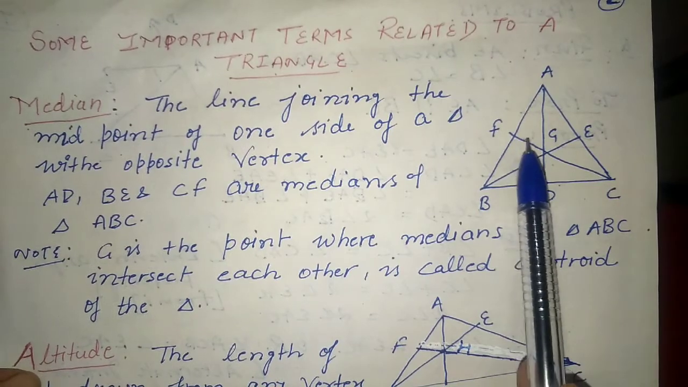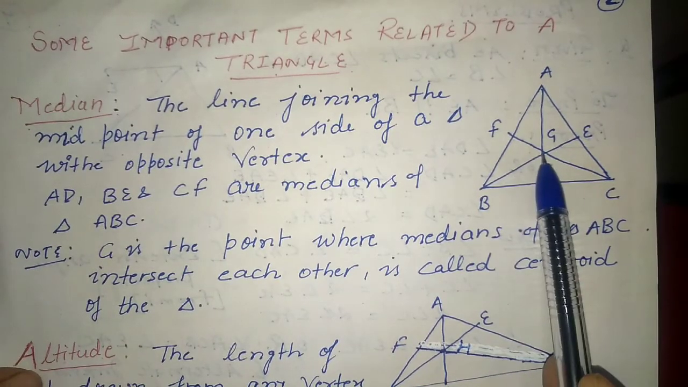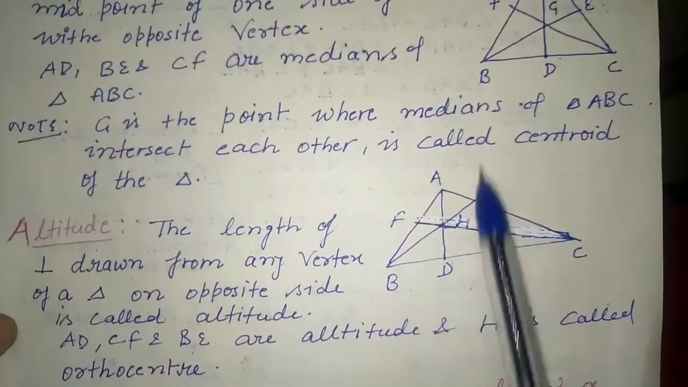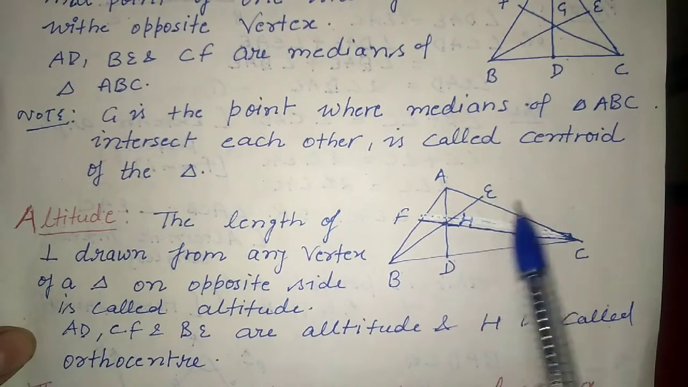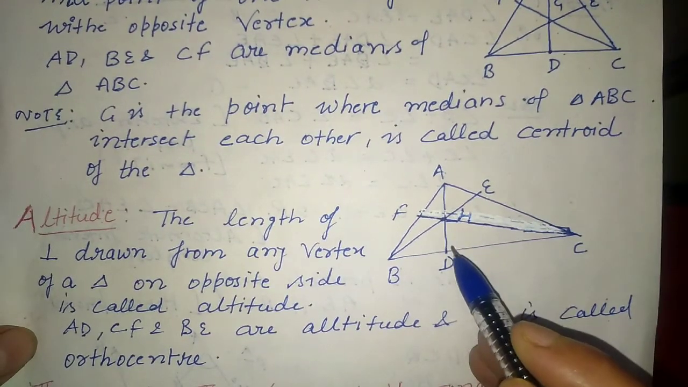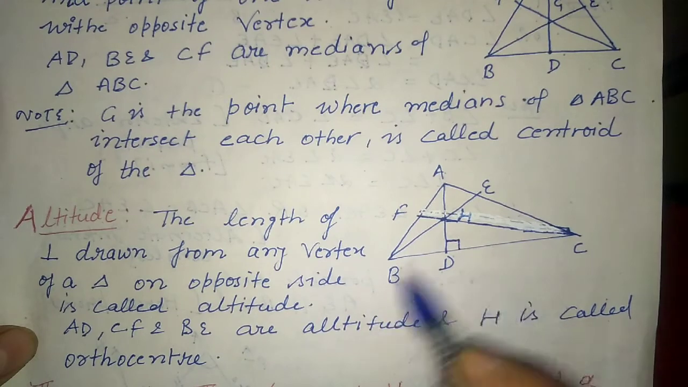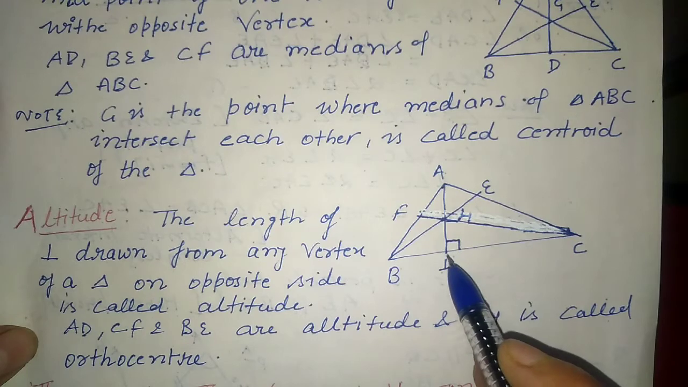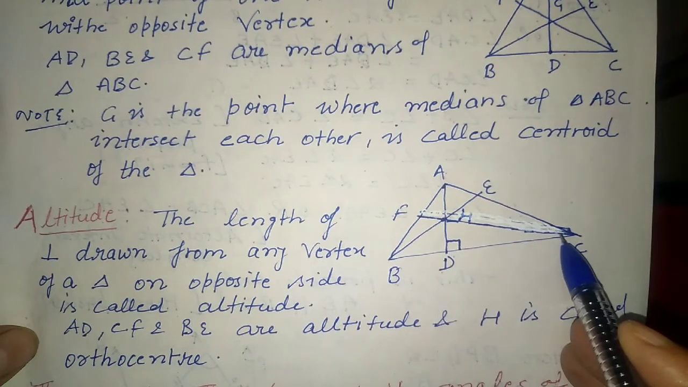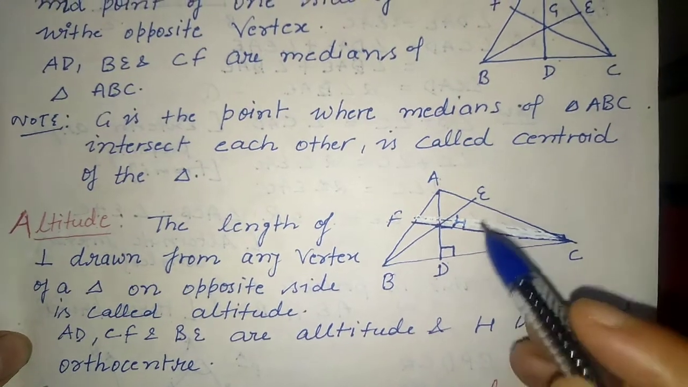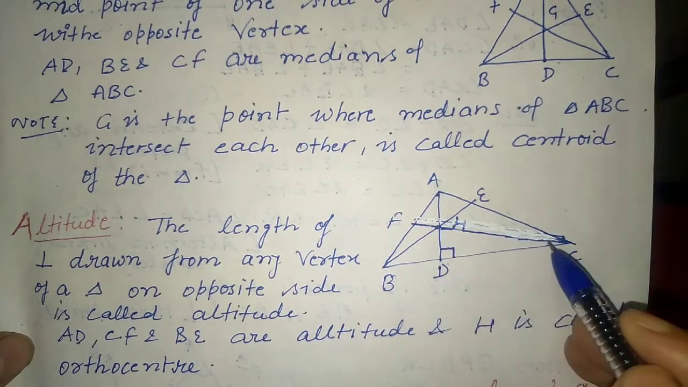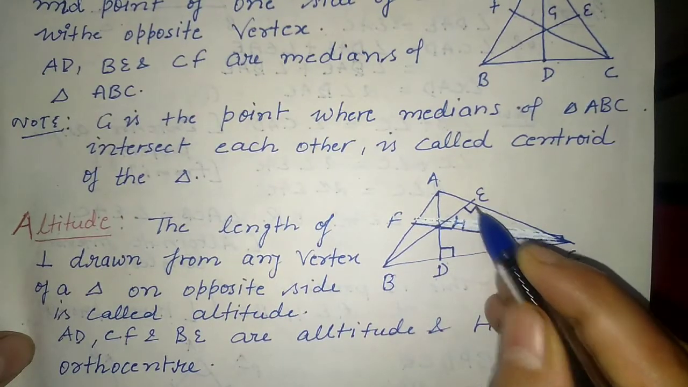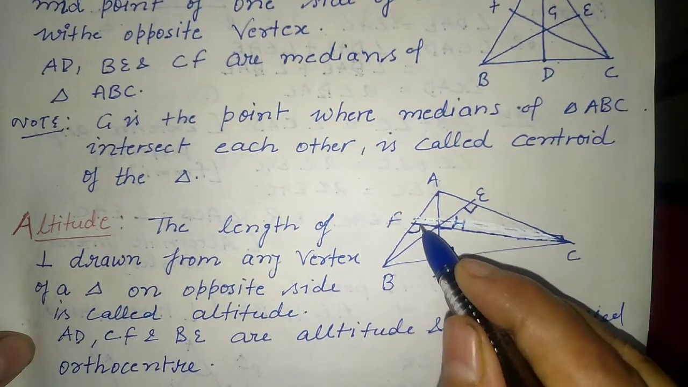Now the important thing is where all the medians intersect each other, that point is known as the centroid of the triangle. Second term is altitude. The perpendicular drawn from any vertex of a triangle on the opposite side is called altitude. Here AD is the altitude on BC, and BE is also a perpendicular, and this is also a perpendicular.